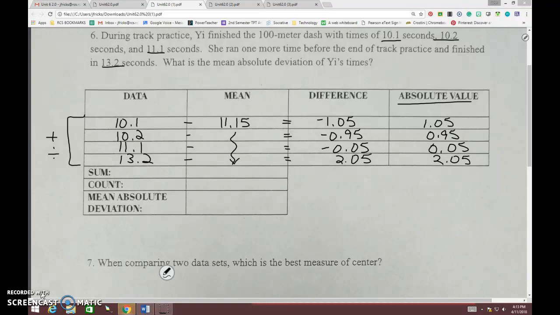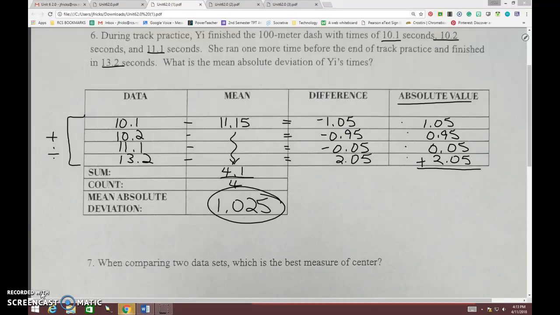For my sum, I'm just going to add all these numbers up. When I add all those numbers up, I come up with a sum of 4.1. That is 1, 2, 3, 4 numbers. So I'm going to divide it by the count, which is 4. So 4.1 divided by 4 should give me a final answer of 1.025. Meaning that these numbers are not very far spread out. Actually, they're all really close together, and you can tell by looking at the set of numbers. All right, so that's number 6.